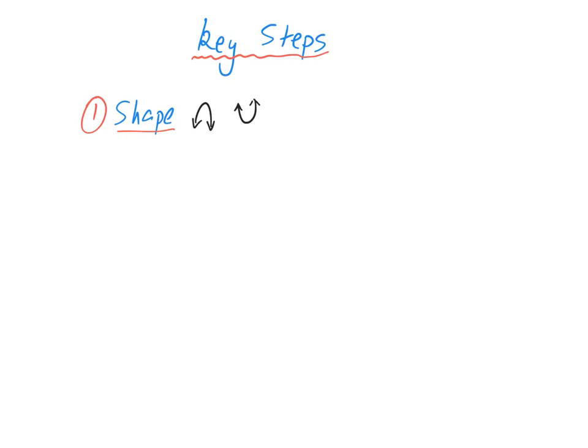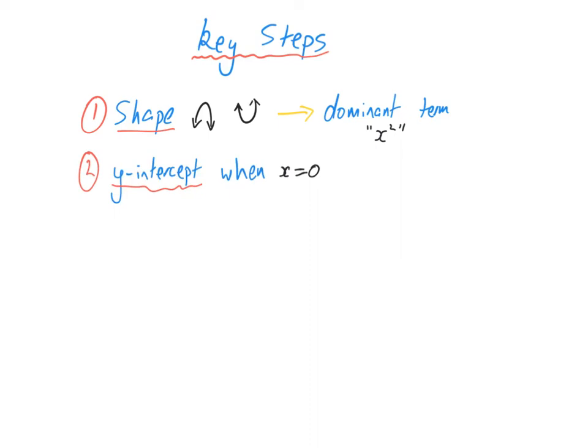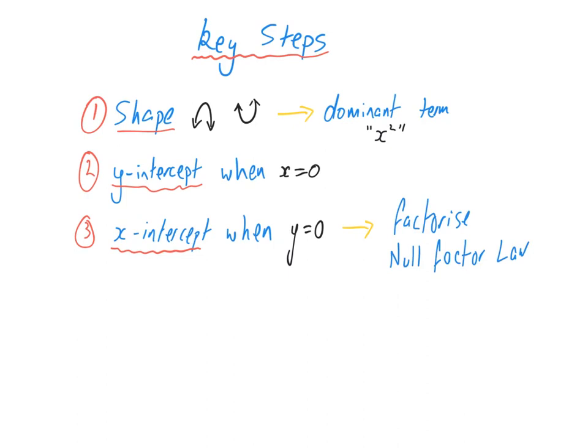So looking at the key steps, first determine the shape. To determine that, you look at the dominant term, the x squared term. Next, find the y-intercept. That's when x equals 0. Next, find the x-intercept. That is when y equals 0. Remember, to do this step, we need to use our skills from our first unit of the year. We need to factorise our quadratic and then use the null factor law.